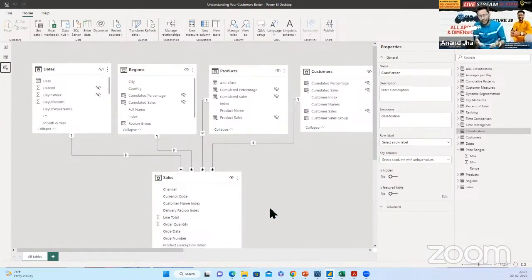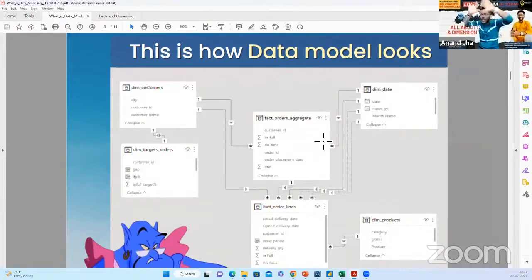When you are interacting with different tables, like you have a date table, region table, product table, customer table, how are these tables interacting? What is the meaning of this line? How are these tables mapped, on what primary key, what is the relationship between them, what does star mean, what does one mean? All these things we're going to discuss in this class in great detail. So this is how your data model looks.